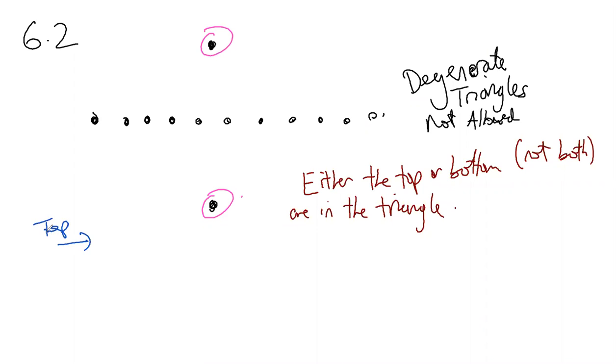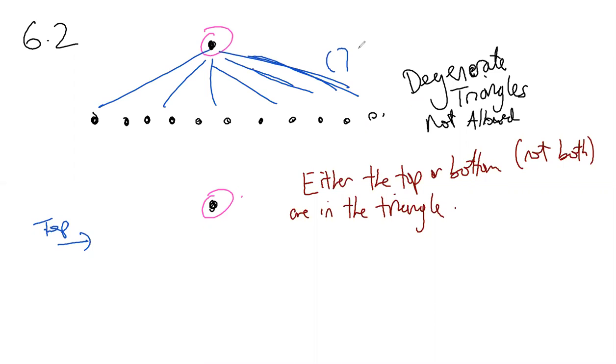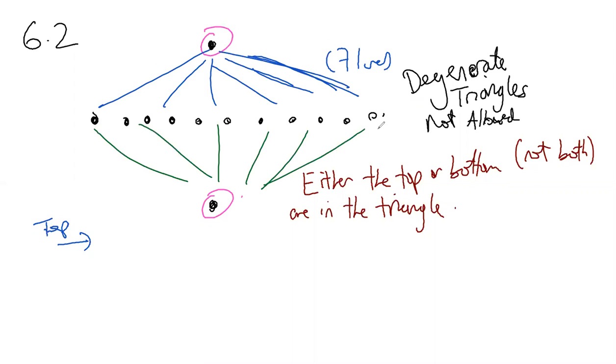If we case on top, we choose the top vertex first. Then we need to choose two vertices from the line. We can't just pick any two vertices; we obviously have to pick the ones with lines going to them from the top vertex. If you count, there are 7 lines here. I'll do the bottom one too. There's 6 here: 1, 2, 3, 4, 5, 6.